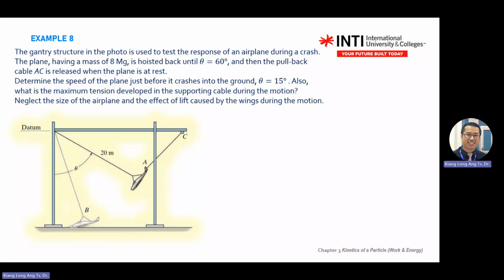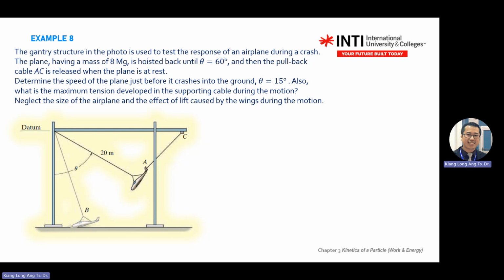Okay, example 8. There is an experiment test setup where you want to test how to crash a plane. You tie a model to a 20 meter rope at point A. Then you cut the rope, so it will swing and hit B.